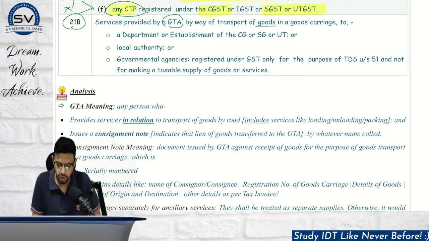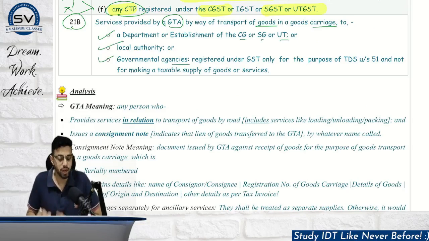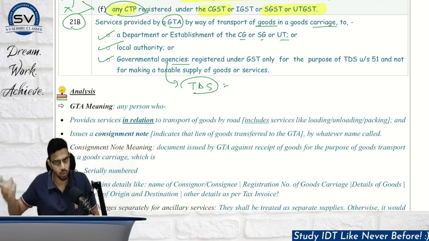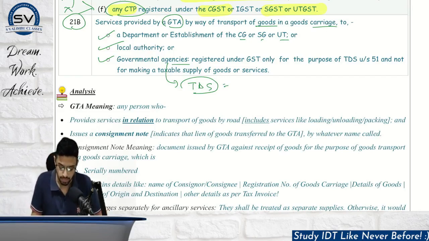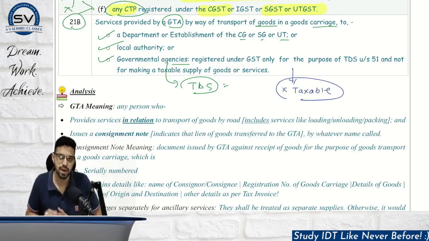21B, it's very, very plain and simple. Services by GTA by way of goods transportation to a department or any establishment of the government, CG, SG, UT, or any local authority or governmental agencies. But which kind of governmental agencies? Which are registered under GST only for the purpose of TDS. Basically, under section 51 TDS, one of the notified persons is governmental agencies. So if they are registered only for TDS deduction and they are not doing any kind of taxable supply, this is also important to understand. They are not doing any taxable supply. So whole and sole purpose is TDS deduction, then in that case, GST will be exempt.